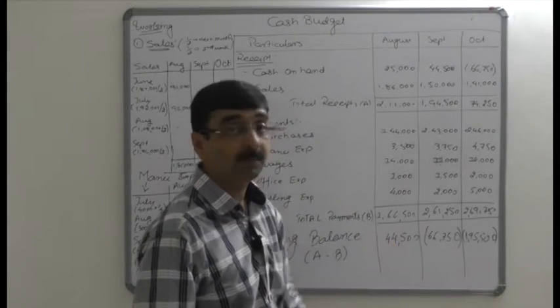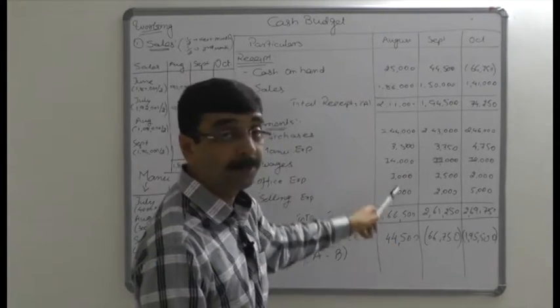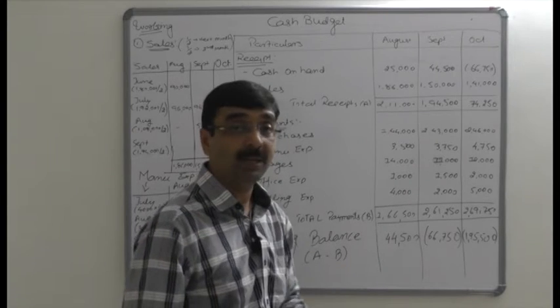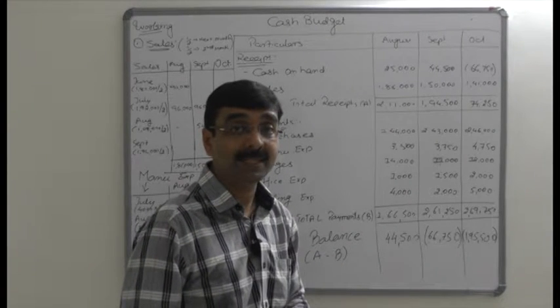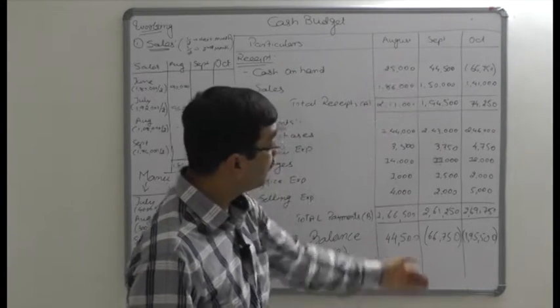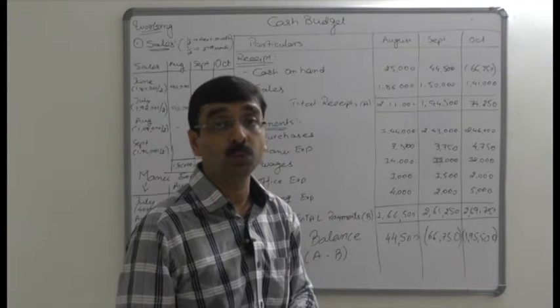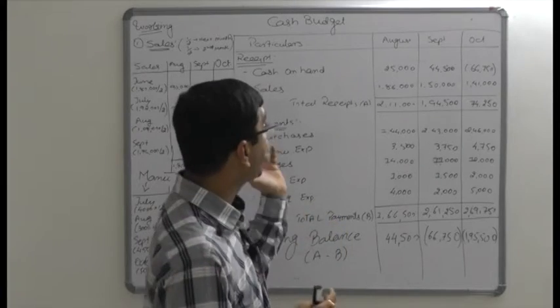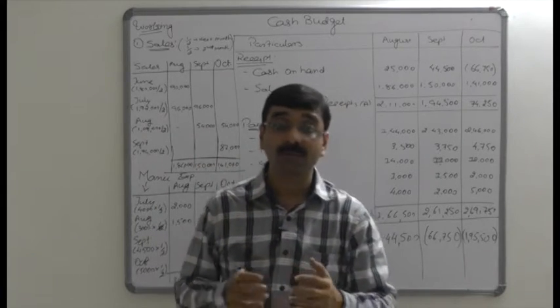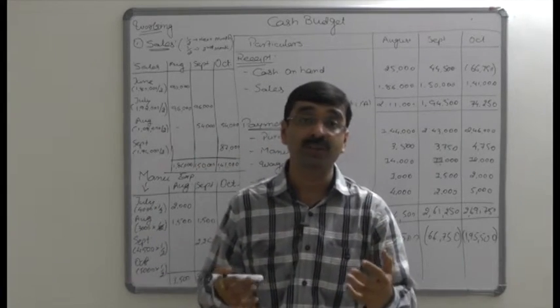It means the company is supposed to take a bank overdraft continuously for 2 months. One is in the month of September. If the same situation occurred, then in the month of September they need a bank overdraft of almost more than 60,000 rupees. And in the month of October, they need a bank overdraft facility very close to 2 lakh rupees.